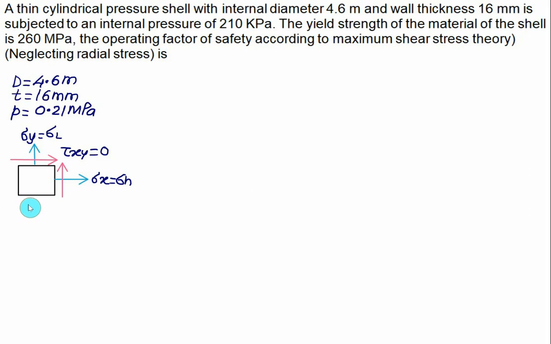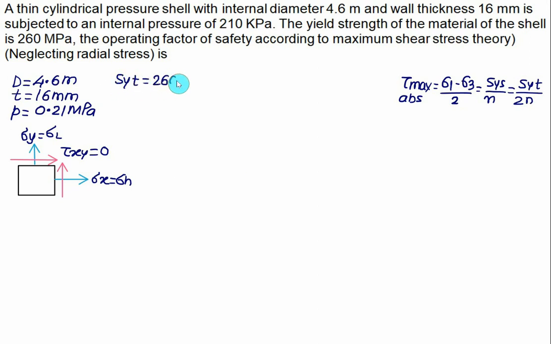We'll arrange them in the order of sigma 1 greater than or equal to sigma 2 greater than or equal to sigma 3. And finally we'll apply tau max absolute equal to sigma 1 minus sigma 3 by 2, equal to SYS divided by n. But we have been given the value of SYT, so we'll use the value of SYT. In that case you have to additionally divide it by 2, and again we have the factor of safety n. SYT is known to us, given as 260 megapascal.